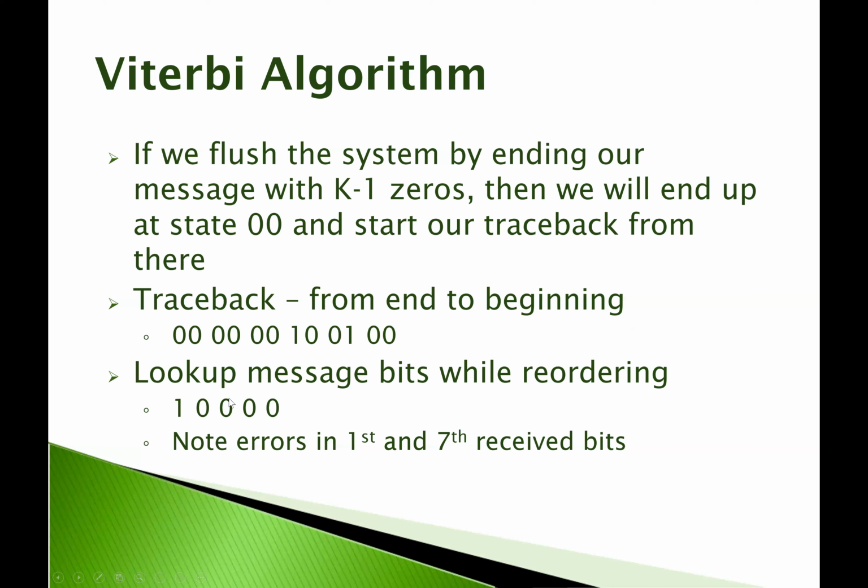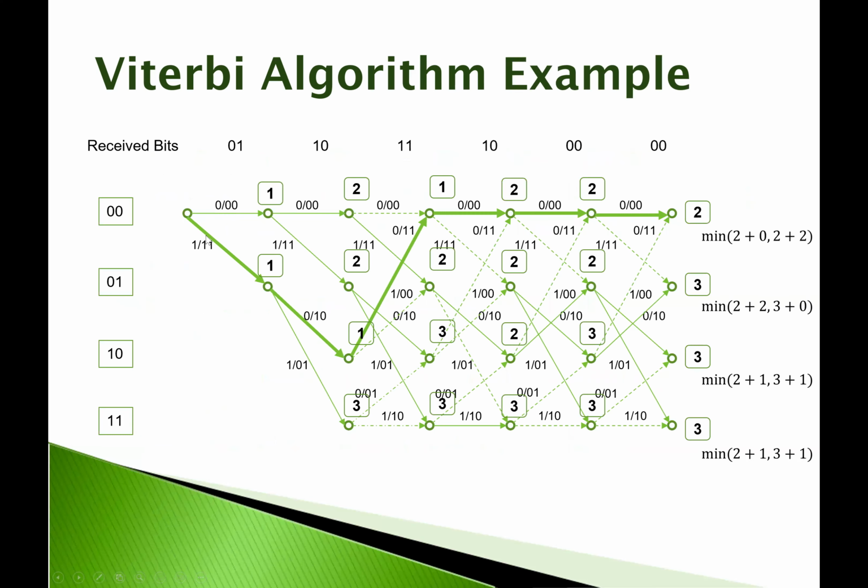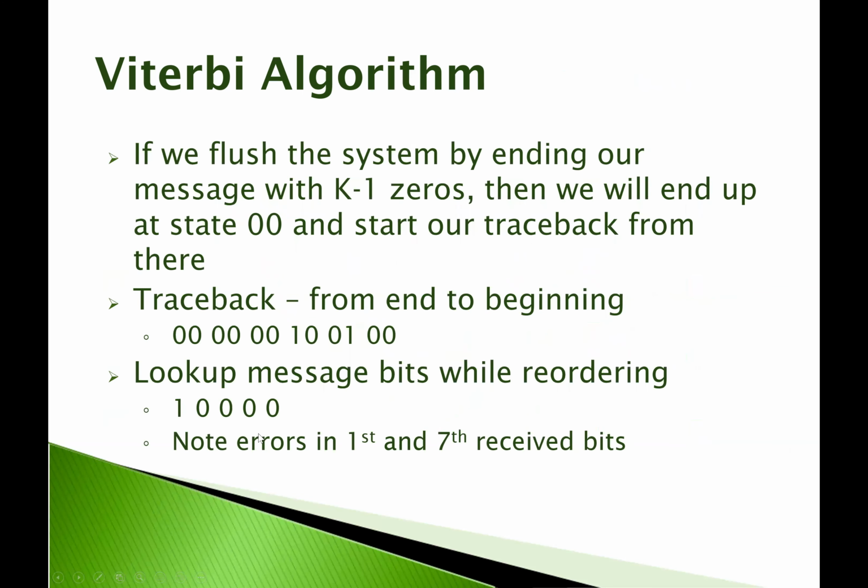Okay, so again, you look up the bits, so that's a 1, 0, 0, 0, 0. So we're reordering by starting from this point and going to there, whereas our traceback started from here and went back in time, right? So now we're going forward in time and looking up those bits each time. So that's our message that we, in a maximum likelihood sense, expected to have been sent.